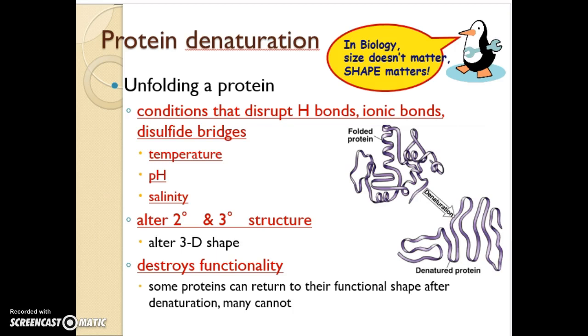When we have heat, denaturation occurs because it disrupts the weak interactions that stabilize the structure. And that is a reason why high fevers can be fatal, because what happens when you get a high fever is we have denaturation of proteins, particularly enzymes, so that cellular processes come to a stop.